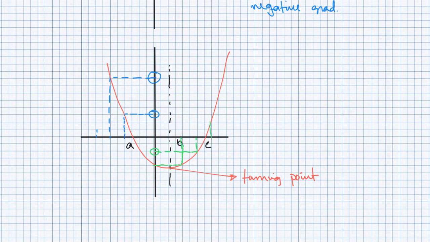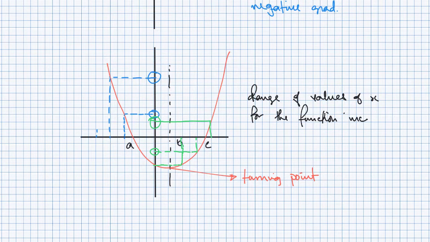If I go up here, it gives me an even higher answer there. So the function is increasing there. So long story short, if I want the range of values of x for the function increasing, let's just say we go with increasing, it will be x greater than b.